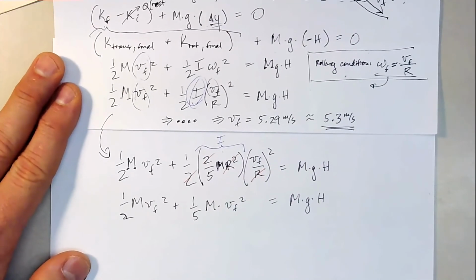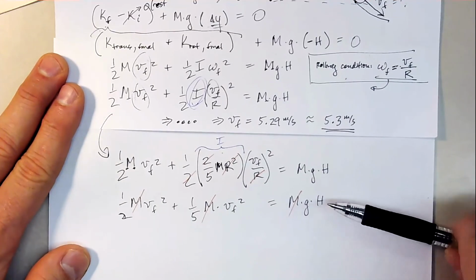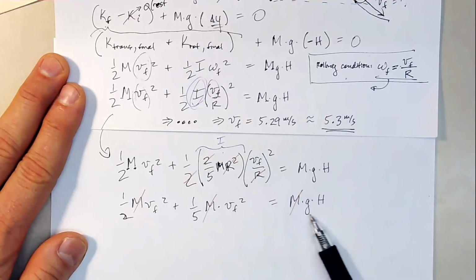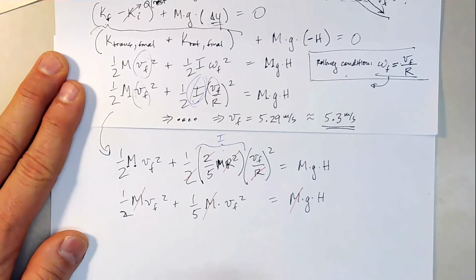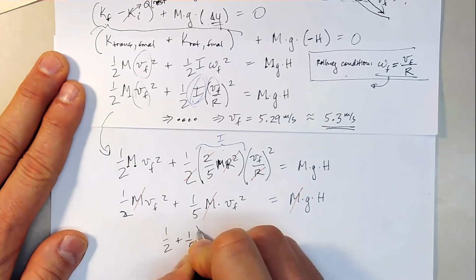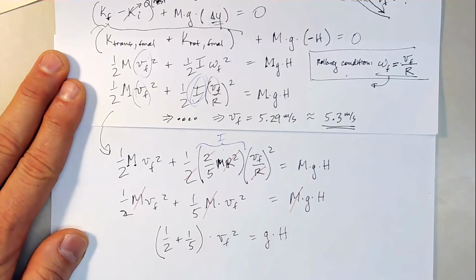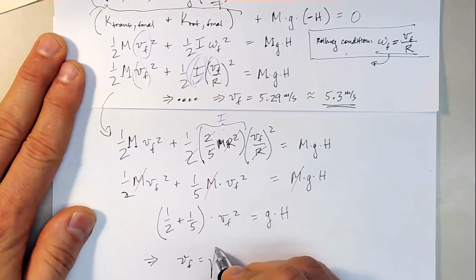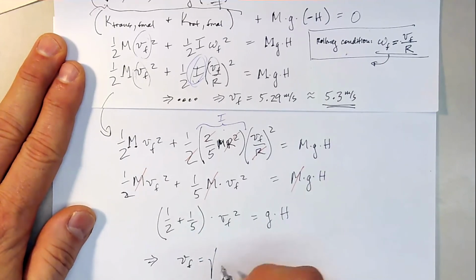Now we can do 2 more simplifying things. We can divide through by the mass of the object. So notice in the previous line, the radius of the object, the bowling ball, vanished. And in this line, the mass of the bowling ball vanishes. So both of them have canceled out. And we're left with 1/2 plus 1/5, these pure numbers, times v final squared equal to little g times h. So we could simplify all the way down: 1/2 plus 1/5 is 7/10. So this whole thing becomes the square root of 10/7 gh.